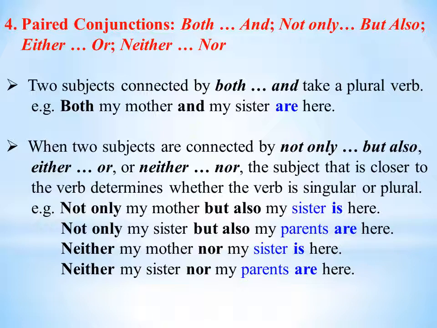Example, not only my mother but also my sister is here. We notice that the subject sister is the one closer to the verb and it is in its singular form. So the verb be is in its singular form, is. Not only my sister but also my parents are here. Again, we notice that the subject parents is the one closer to the verb, and it is in its plural form. So the verb be is in its plural form, are. Neither my mother nor my sister is here. Neither my sister nor my parents are here.